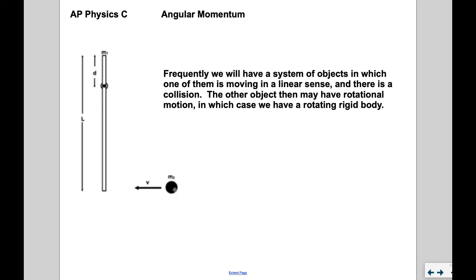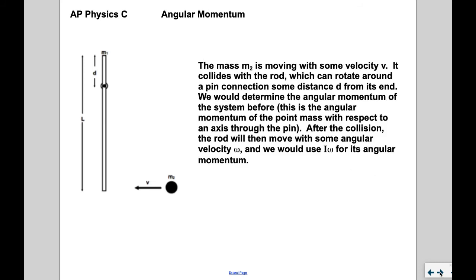There's going to be a collision. M2 is going to hit the rod, and it could conceivably bounce off. It could stick to the rod. Either way, we're going to have a rigid rotating body after the collision. So what we need is to determine the angular momentum of the system before the collision, assuming the rod isn't moving initially.